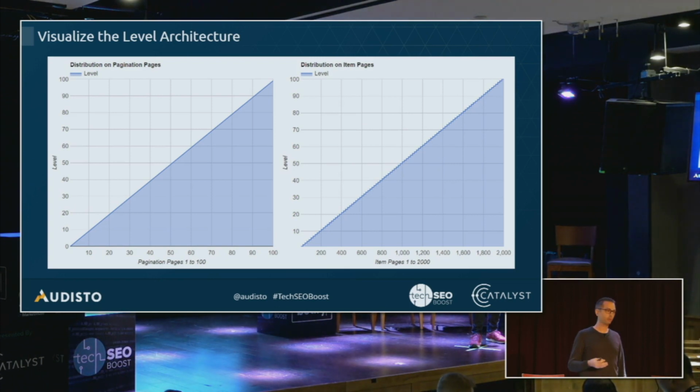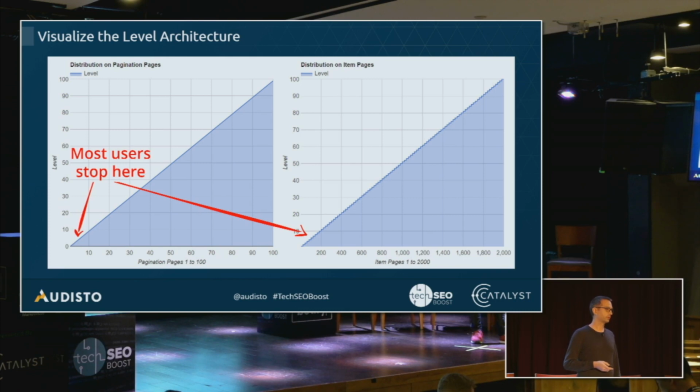So if we have a basic pagination like this, where we can only go one page forward and one page backward, then we will end up with this level architecture. On the left side, you can see the levels for the pagination pages, and on the right side for the item pages. So we will end up with 100 levels of depth for this basic pagination in this test setup, which is really, really bad, because most of the users stop right here.